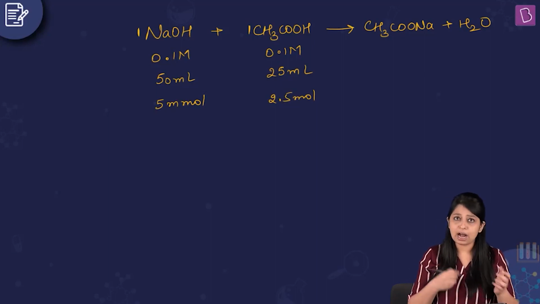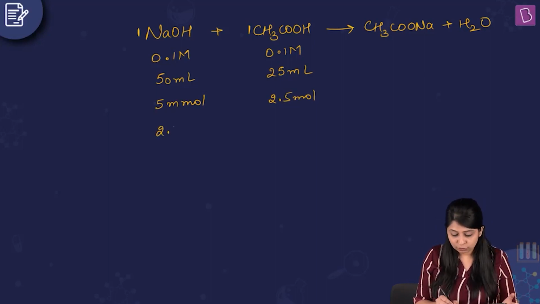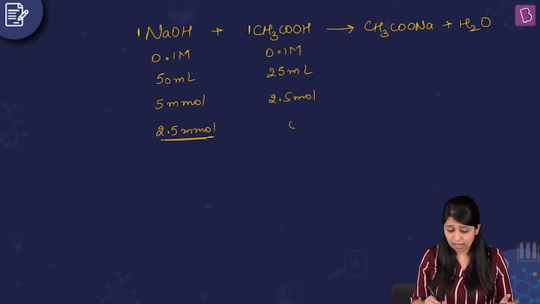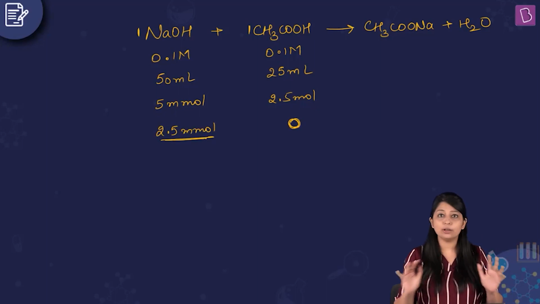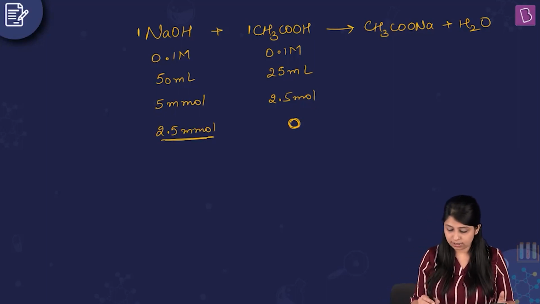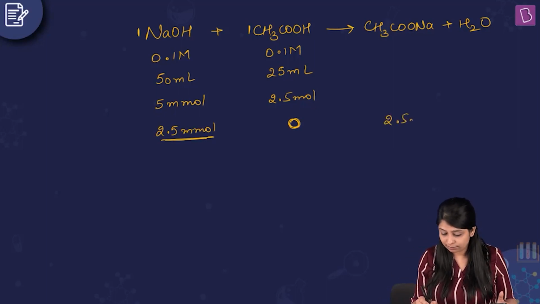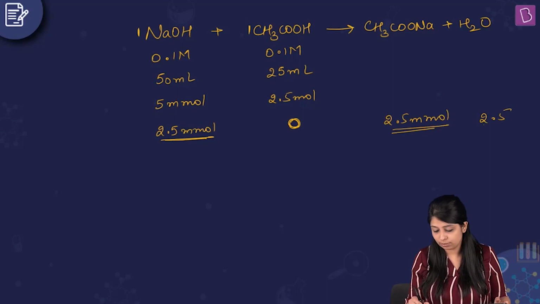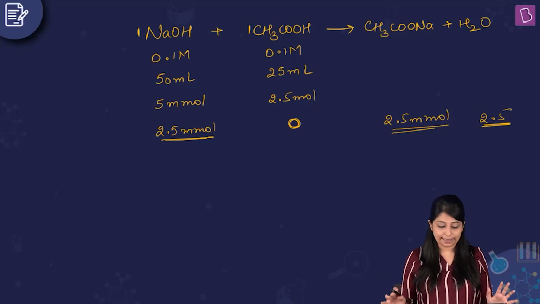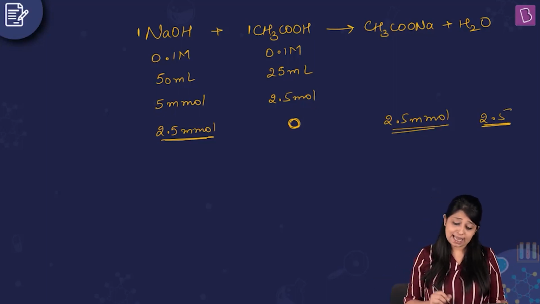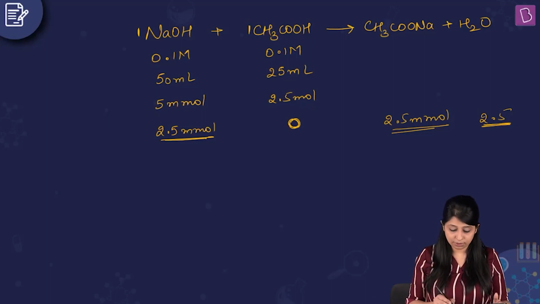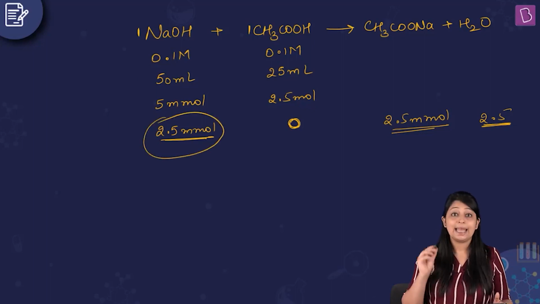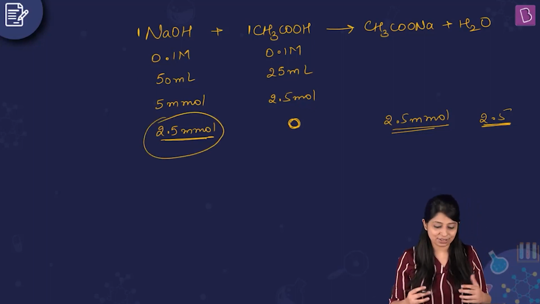So what would happen after the reaction? We'll have 2.5 millimoles of NaOH in the solution, and there will be complete utilization of CH3COOH, and we'll have 2.5 millimoles of what? CH3COONa in the solution, and we'll also have 2.5 millimoles of water, right? So this is actually a basic solution. Why? Because we have a strong base in the solution after the reaction.